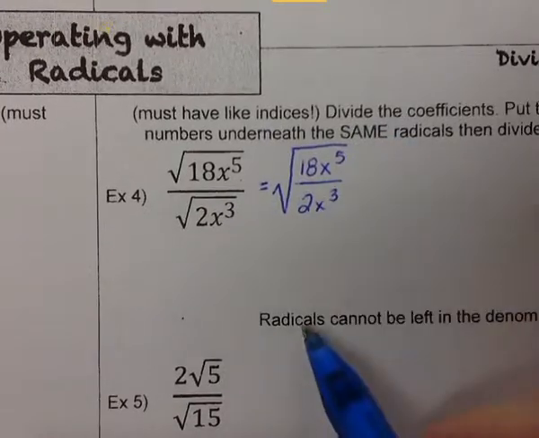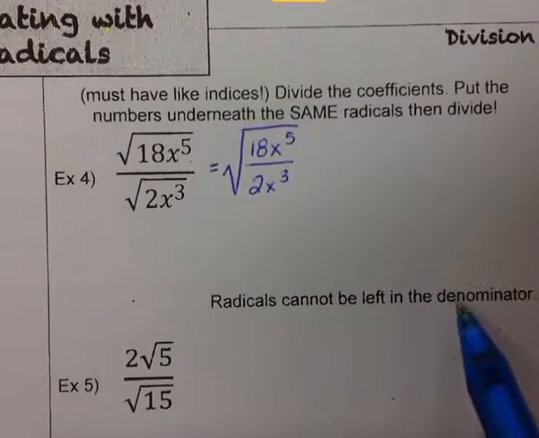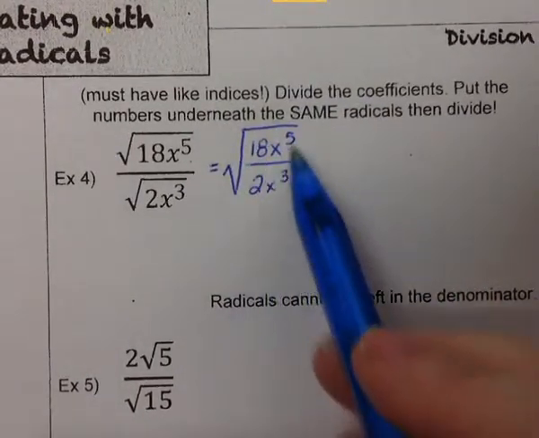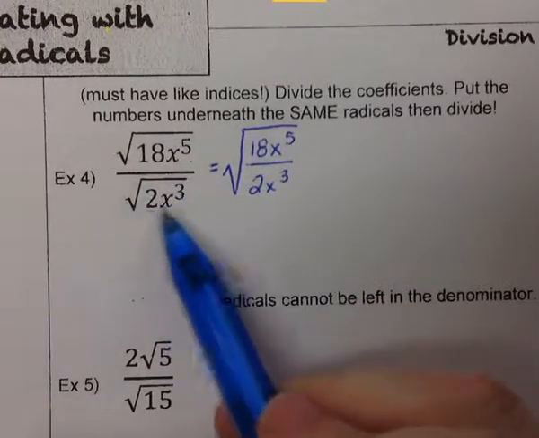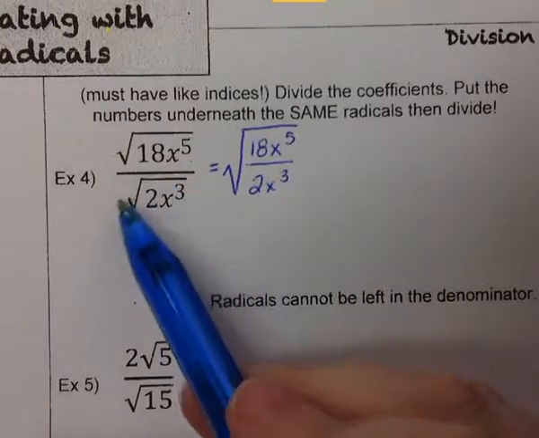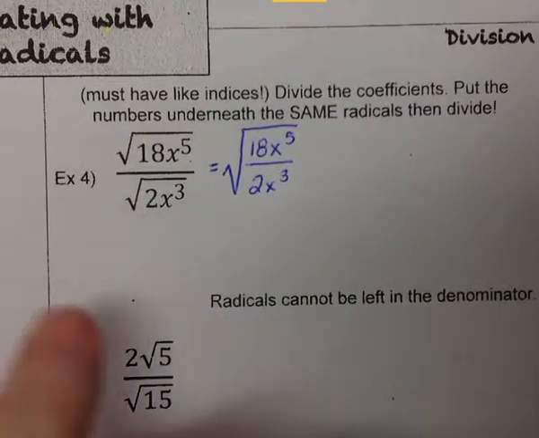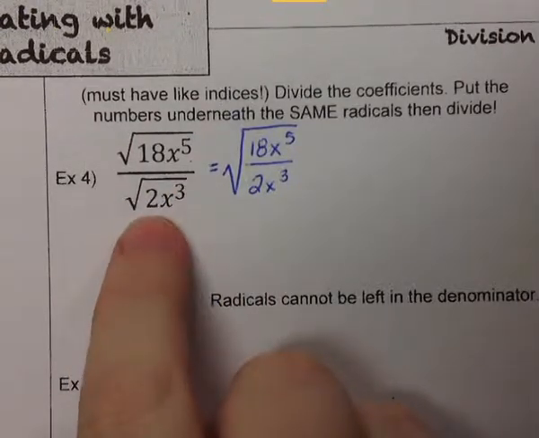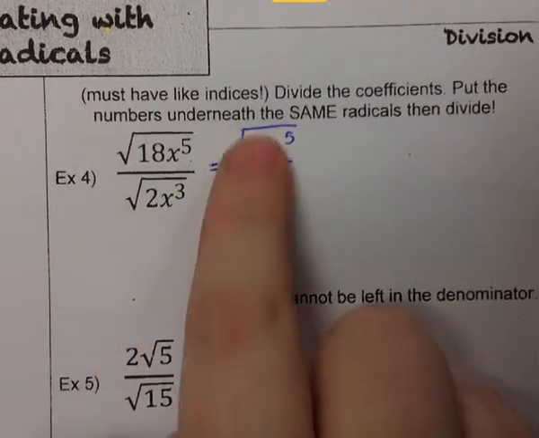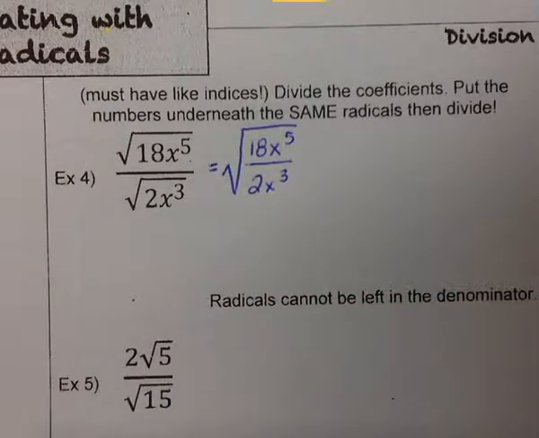However, radicals cannot be left in the denominator. So this is one of the reasons why we want to simplify if we can. This one has a radical in the denominator. I don't want to have to rationalize, which I'm going to talk about in just a second, if I don't have to. If I can simplify this, I want to.